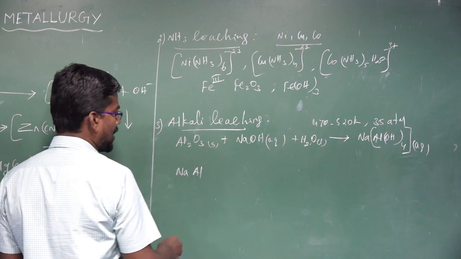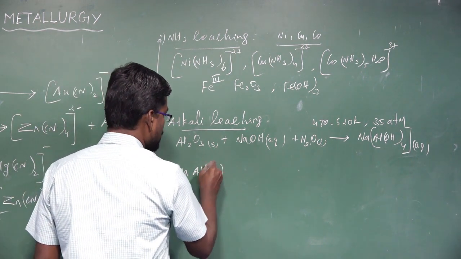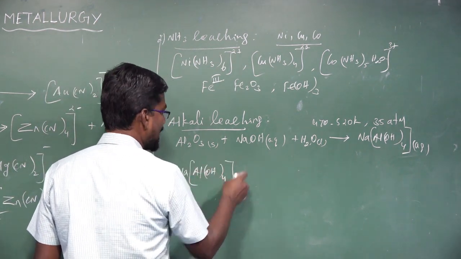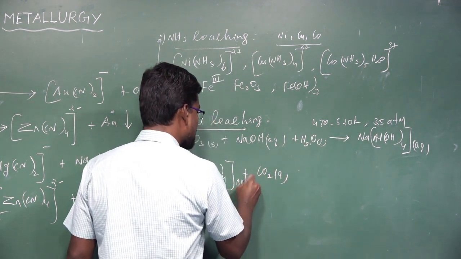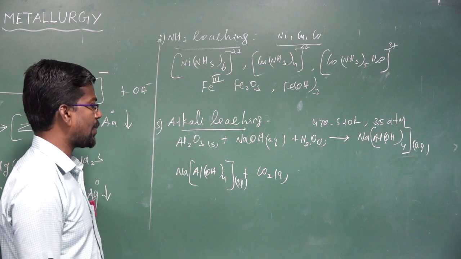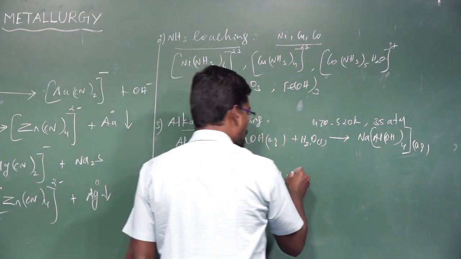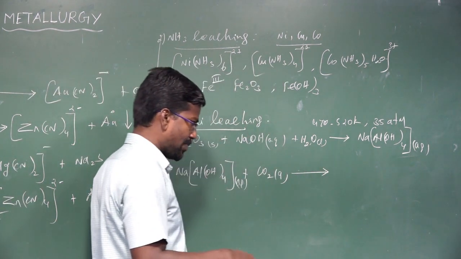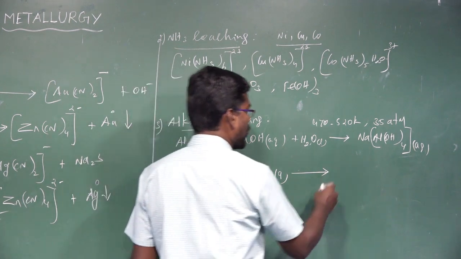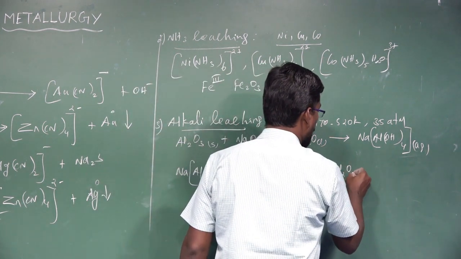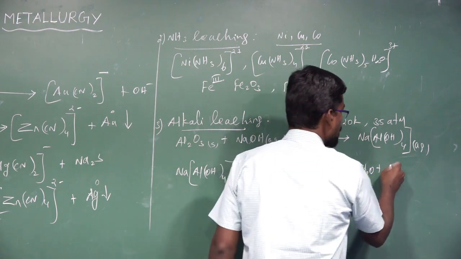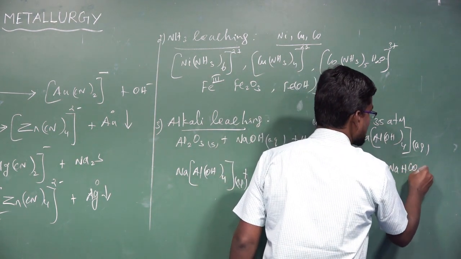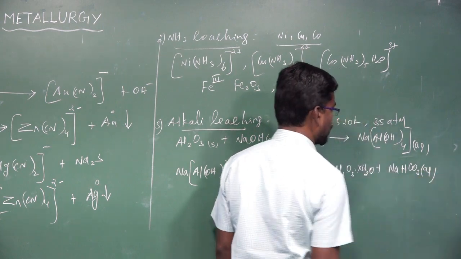So the aqueous solution of sodium meta-aluminate, NaAl(OH)4, is treated with carbon dioxide gas. The sodium meta-aluminate is further decomposed to form a precipitate of Al2O3 with x moles of water, plus sodium bicarbonate NaHCO3 aqueous solution, which can be removed.